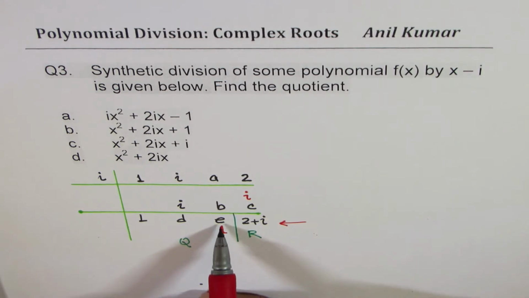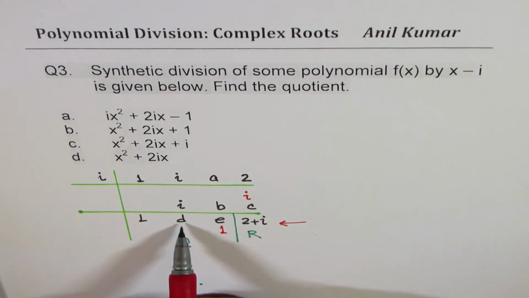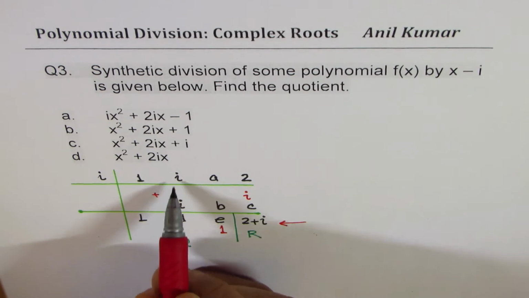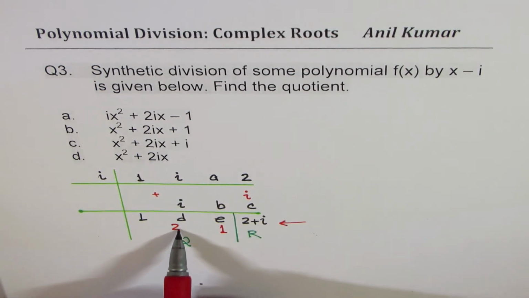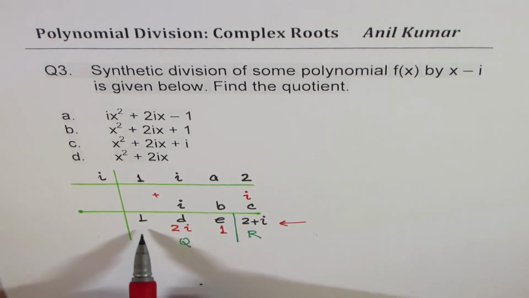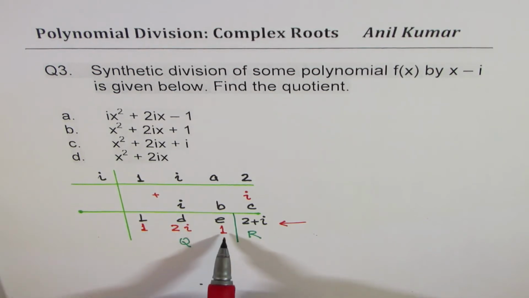So we get the value of E. We need to find D, which is just the sum of I and I. So it is 2I, right? So now it's very clear. 1 over here, 2I and 1.